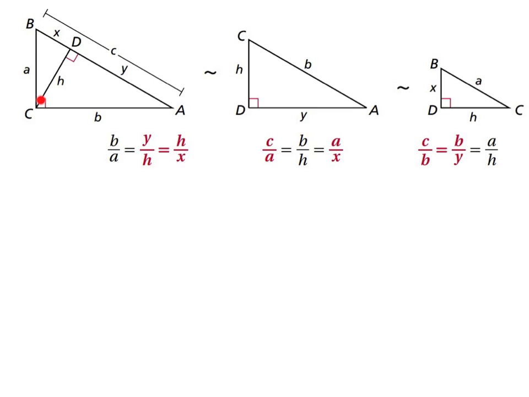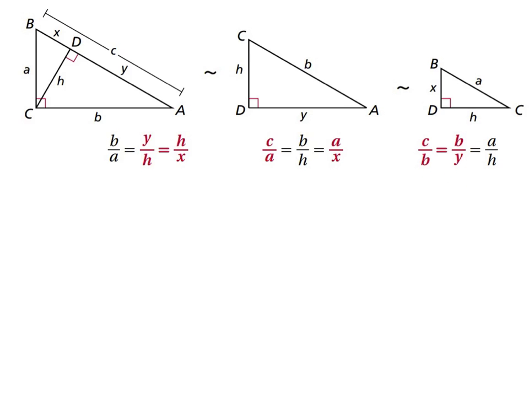Then the next one is the ratio of the hypotenuse to the short leg. So C divided by A equals B divided by H equals A divided by X. And the last one is the ratio of the hypotenuse and the long leg. So this one is the ratio of the legs. This one is the ratio of the hypotenuse to the short leg. These are all of the ratios of the hypotenuse to the long leg.